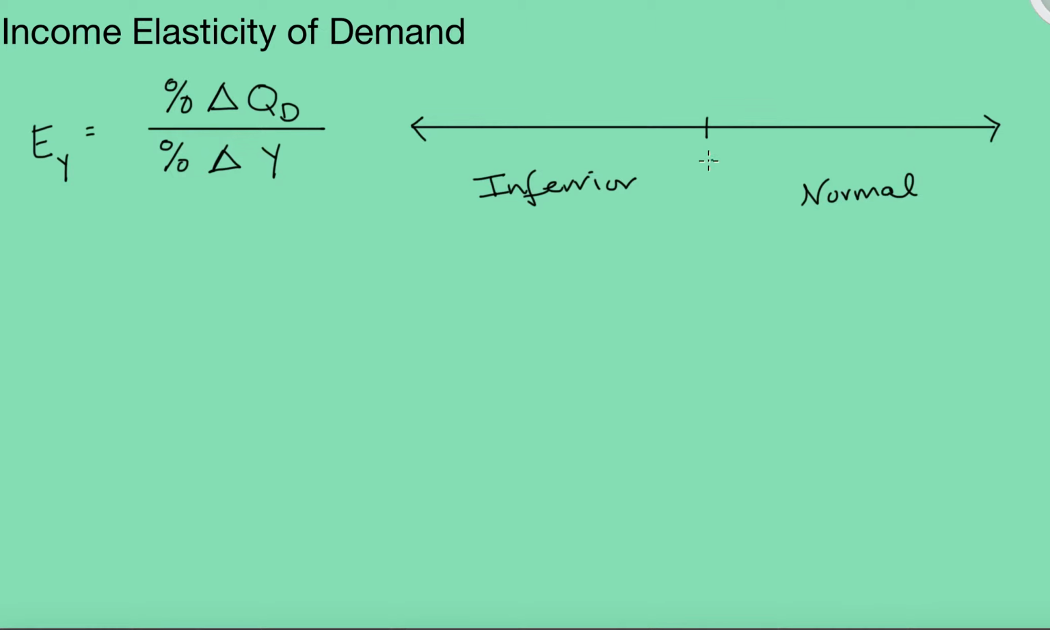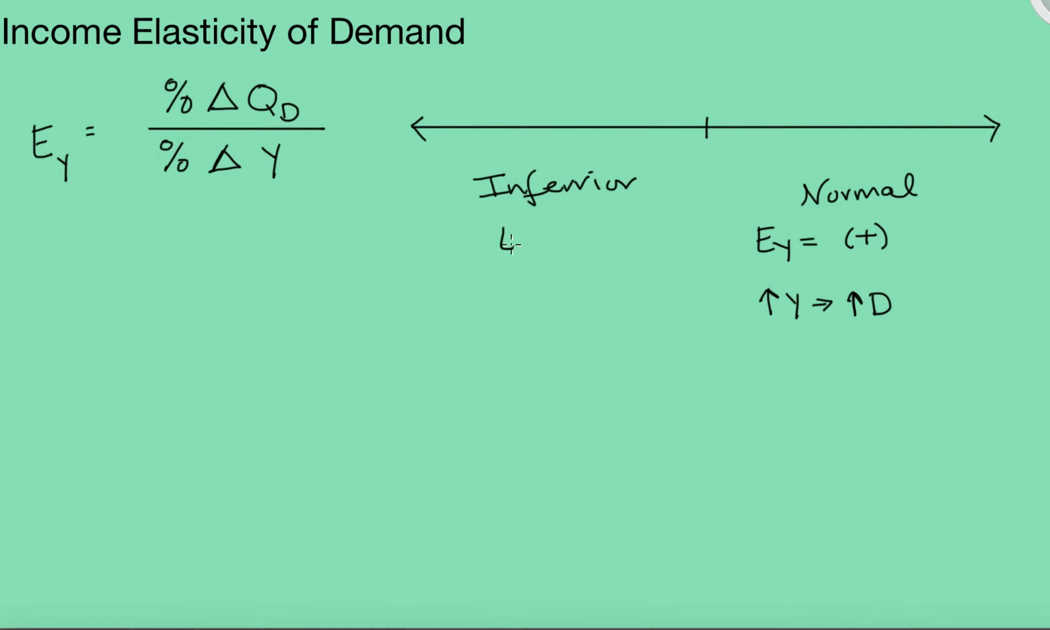Within the normal category, anytime that we see the income elasticity of demand is going to be a positive number, so if income elasticity of demand equals a positive number, it's a normal good. Because if you remember, all normal goods, if there's an increase in income, lead to an increase in demand.